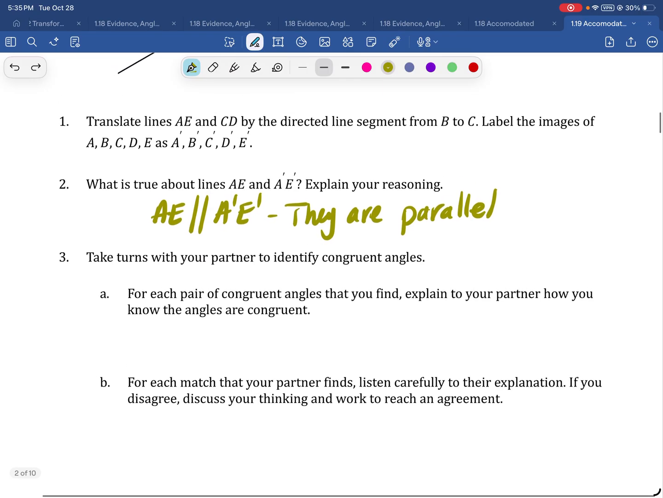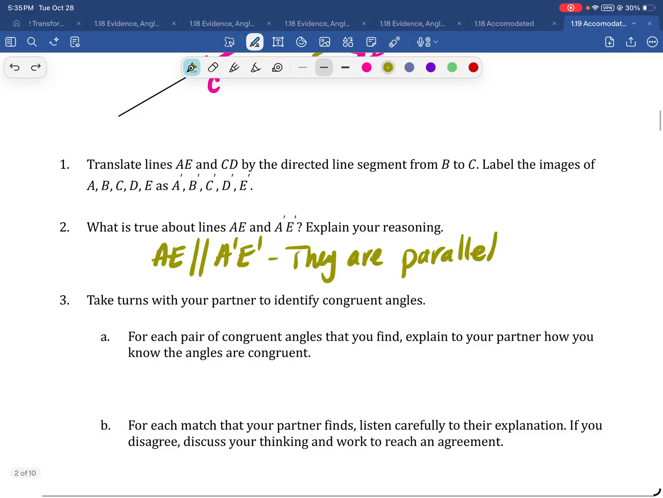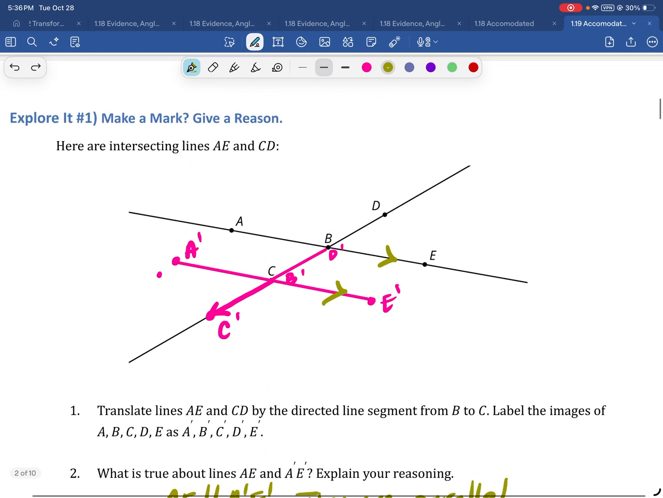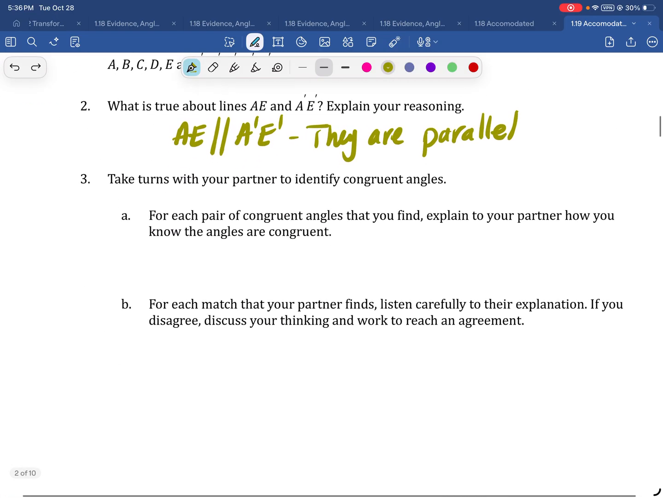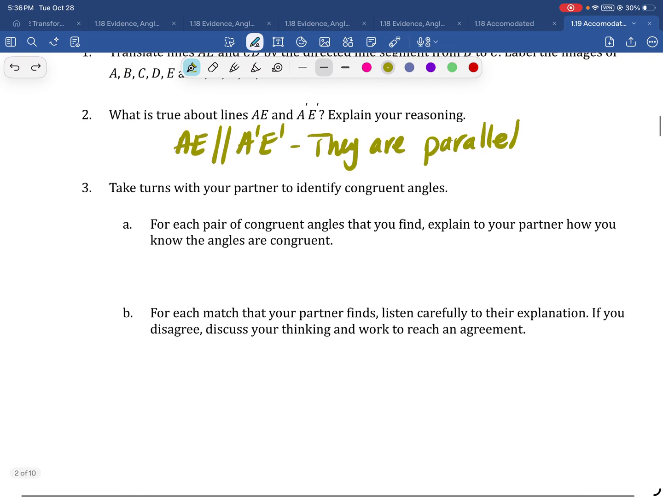Number 3, take turns with your partner to identify congruent angles. A, for each pair of congruent angles that you find, explain to your partner how you know the angles are congruent. I would use reflection, rotation, translation, just like the do now in yesterday's lesson, and listen to their explanation. In B, you could disagree, discuss your thinking. So if you're doing this live in class, you are doing it together. Otherwise, jot this down in the video.